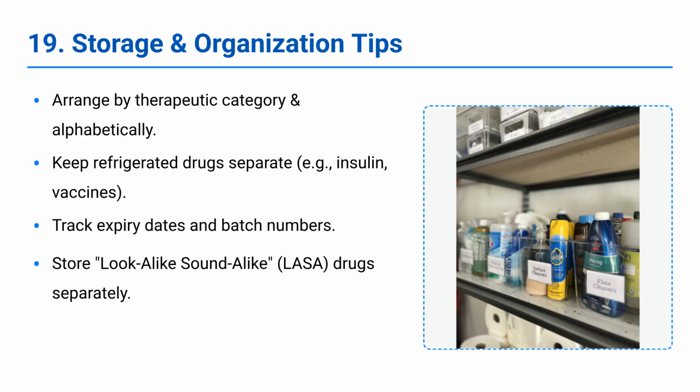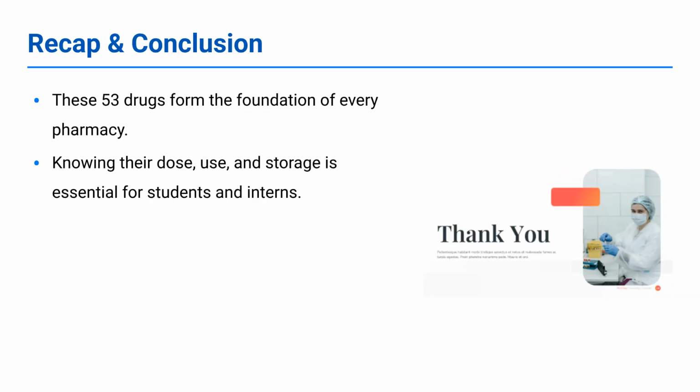For storage and organization, arrange medicines by therapeutic category and alphabetically. Keep refrigerated drugs separate, track expiry dates, and store look-alike, sound-alike drugs separately to prevent errors. In conclusion, these 53 drugs are fundamental for every pharmacy student and intern. Knowing their dose, use, and proper storage is essential for effective practice.